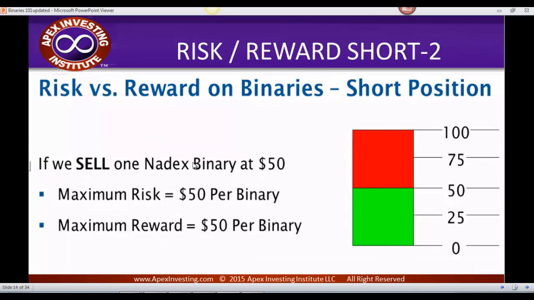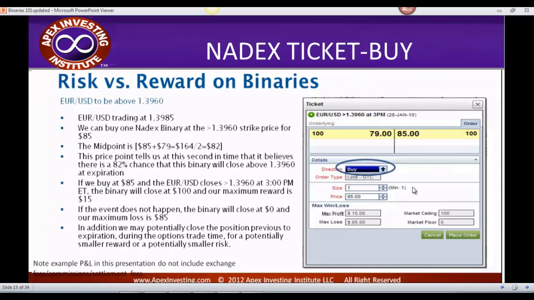So let's look at another example. If we sold a Nadex binary at 50, again, at expiration, worth 0 or 100. If I'm selling it for 50, my max reward would be 50, and my maximum risk would be 50. Going right in the middle there. So let's take a look at an example.